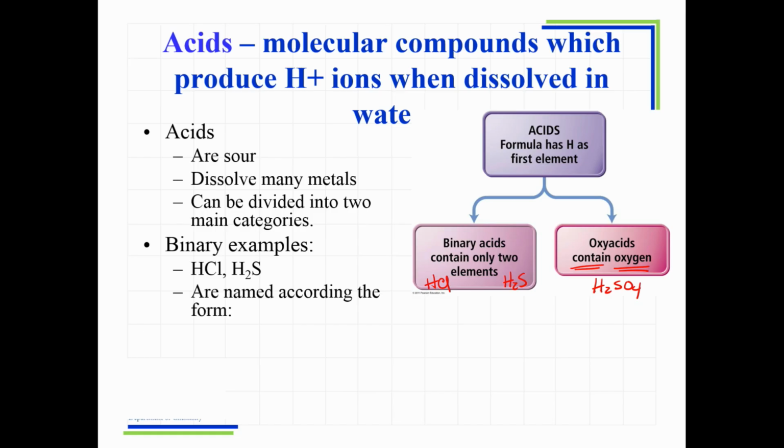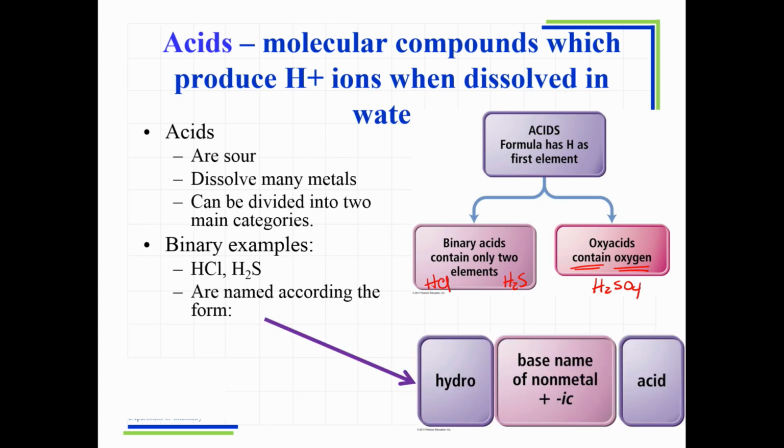Now, for your binary acids, to name them, you use this form, okay? You use hydro at the beginning. You name the nonmetal, then you give it the -ic suffix, and then the word acid. Okay? So let's see how HCl fits that model. Hydro, okay? This combines with the name of the nonmetal, which is chlorine, and we give it an -ic ending. Hydrochloric, okay? And then acid. That would be the name of HCl.